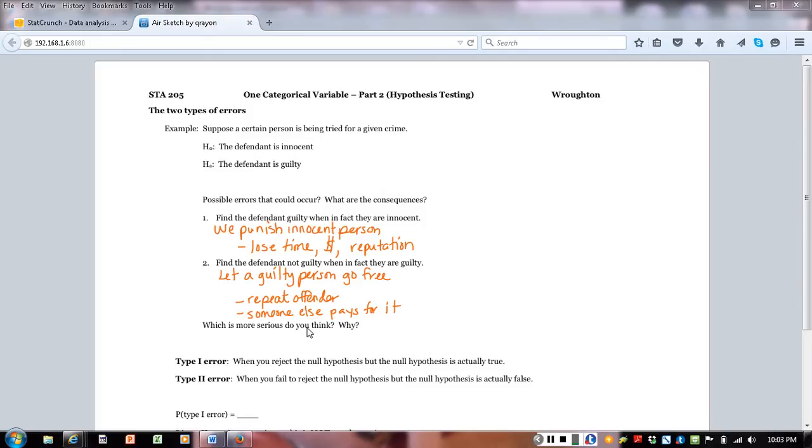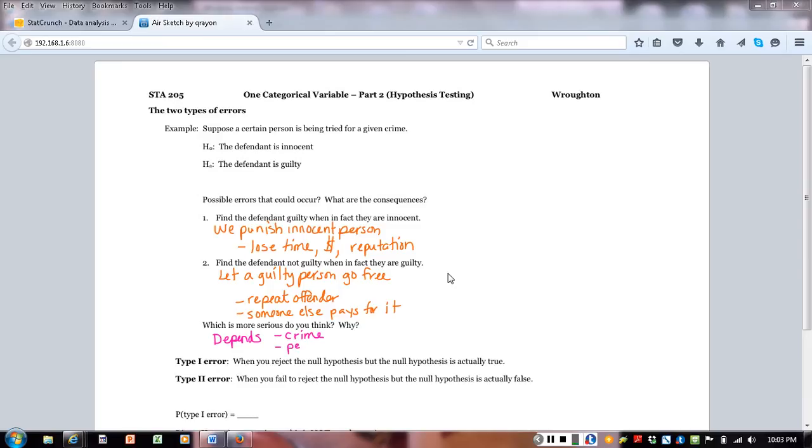So which of these two errors do you think is more serious, the first one or the second one? My answer students don't generally like, because I'm going to tell you my mind, but it depends. It depends on two different things in my mind. The first thing that's going to probably make a difference to me is the crime. If we're talking about someone who committed murder versus someone who maybe stole money from petty cash, that's going to make maybe a big difference to me on which one I think might be worse.